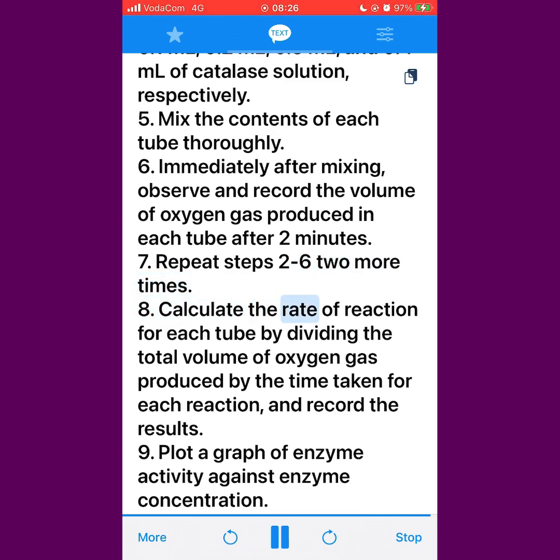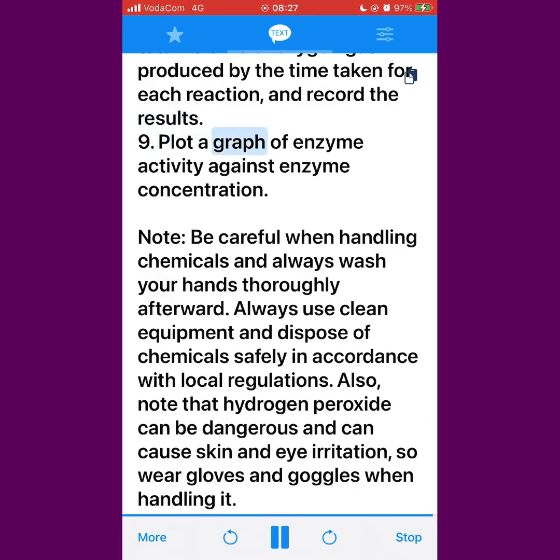8. Calculate the rate of reaction for each tube by dividing the total volume of oxygen gas produced by the time taken for each reaction, and record the results. 9. Plot a graph of enzyme activity against enzyme concentration.